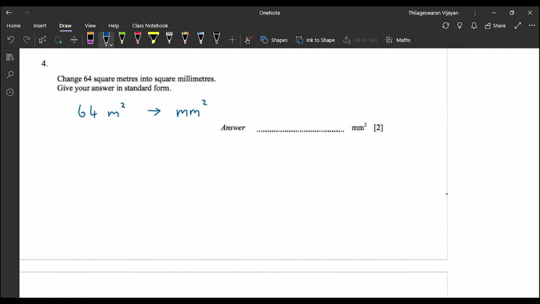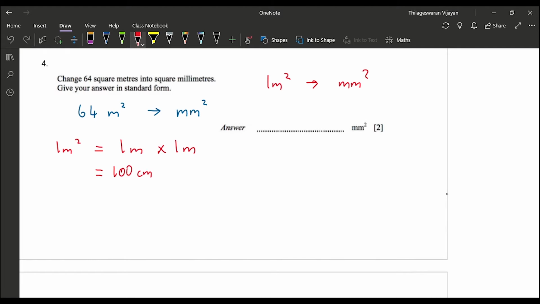In order for you to do the change, don't think about the standard form yet, but in order for you to do the change, you need to first understand what's the conversion rate if I were to change 1 meter square to millimeter square. Okay, so let's try that first. First step, 1 meter square is also equivalent to 1 meter times 1 meter. So I'm just doing the long way so that you understand how the conversion is done, but if you are already good with it, then go ahead and just forward this video.